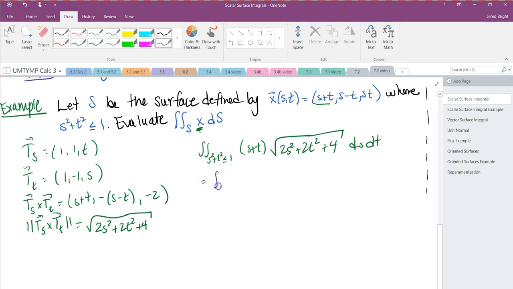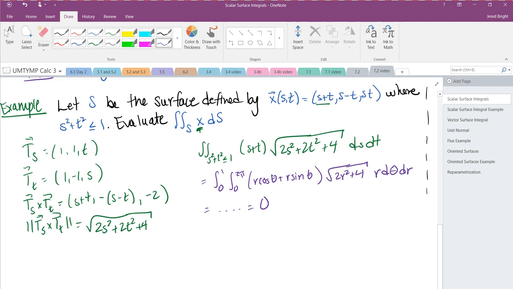And so when you switch to polar, it does give you 0 to 1, 0 to 2 pi, and then you get r cosine theta plus r sine theta, and then the square root of 2r squared plus 4, and then r dr d theta. Okay, and so you do a bunch of calculations or stick it in Wolfram Alpha, and you get out 0.